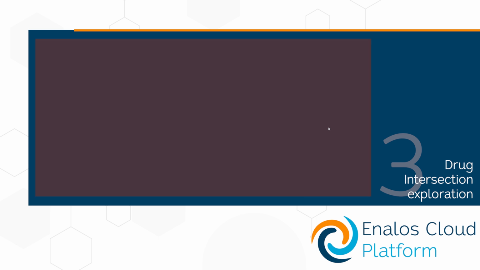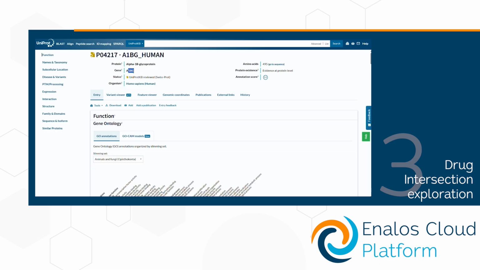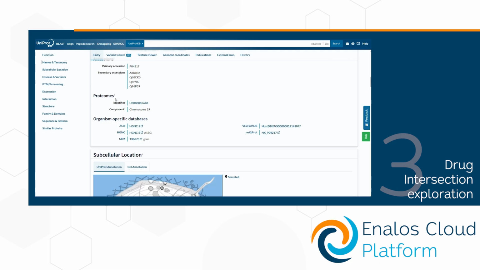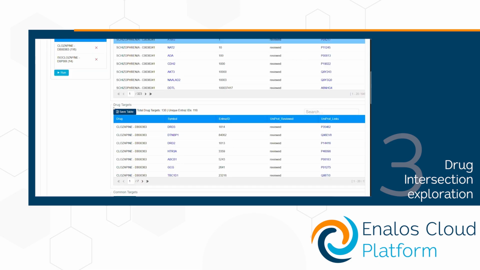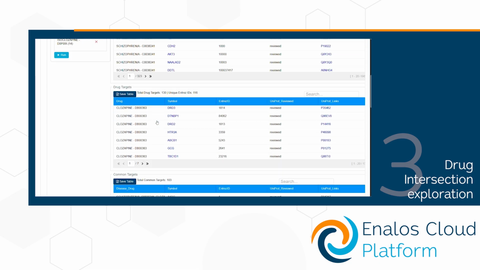For each gene, ReDEx also identifies the corresponding protein. Links are provided to the UniProt database, a widely used resource for protein information. The second table displays drug targets, following the same logic as the disease targets table.